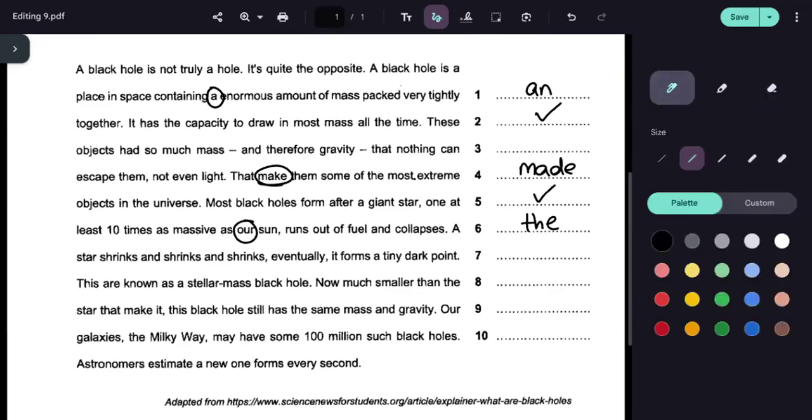Sorry, this should be "have." Can you all make a slight change? Thank you. "A star shrinks and shrinks and shrinks. Eventually, it forms a tiny dark point." So as you can see, the star is like that. Today I will most likely stop, so I'm going to go a bit faster. "Shrinks and shrinks and shrinks. Eventually, forms a tiny dark point." Okay, forms.